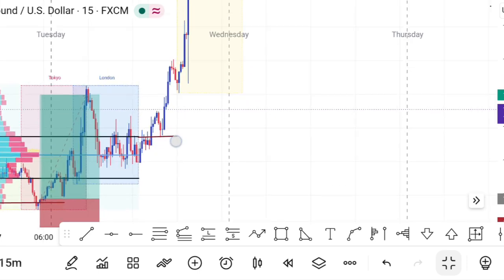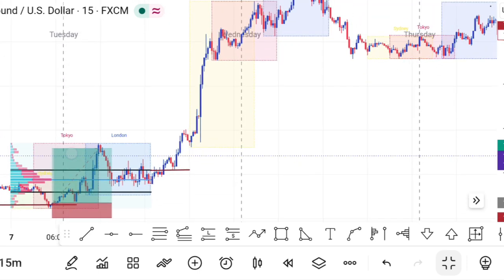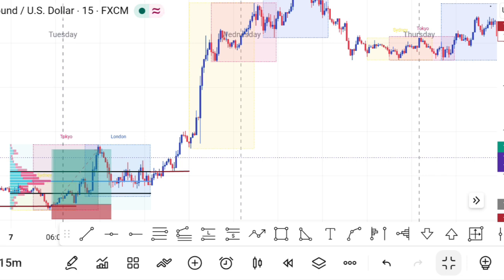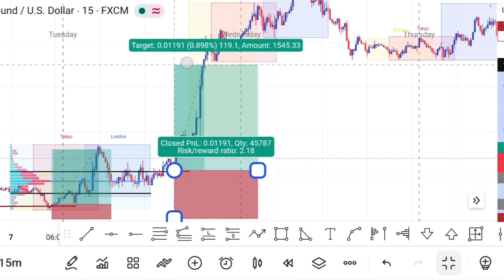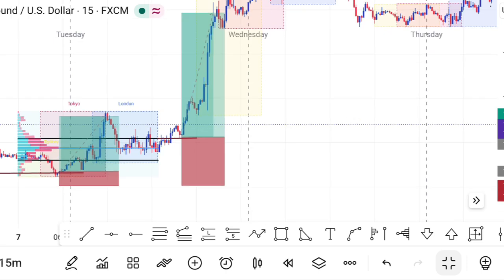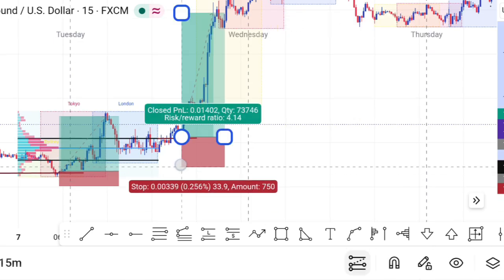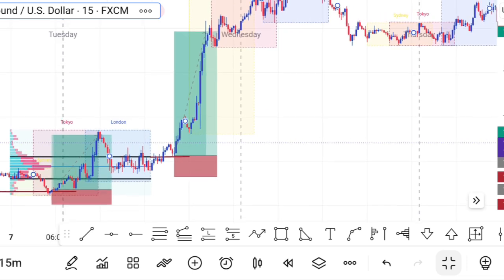After it retested it right here, I went for a buy. Immediately I went for a buy position without wasting any time, putting my stop loss on the previous high or low.